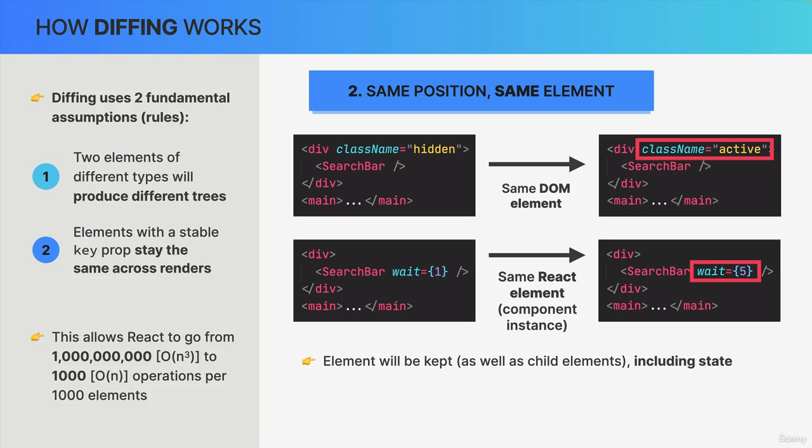Now, looking at these examples, we actually see that something has changed. However, it was not the element type that has changed, but simply the class name attribute in the div and the wait prop in the search bar component. And so what React is going to do is to simply mutate the DOM element attributes, and in the case of React elements, it will pass in the new props. But that's it. So React tries to be as efficient as possible, and so the DOM elements themselves will stay the same. They are not removed from the DOM, and even more importantly, the state will not be destroyed.